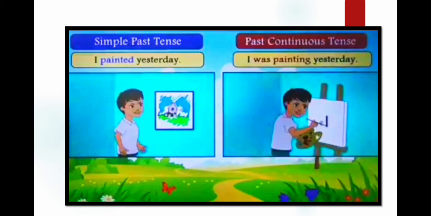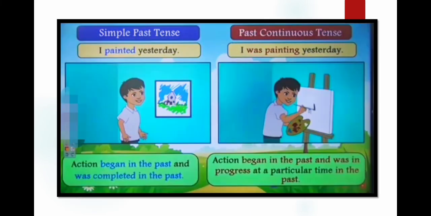When we say I painted yesterday, it means that action began in the past and was completed in the past. You can see here that this boy has finished painting. This action began in the past and was completed in the past. But when you say I was painting, we can see that the action began in the past, but it was in progress. That means it was continuous at a particular time in the past. The action was in progress. You can see he is in the middle of the painting. He has not completed it.